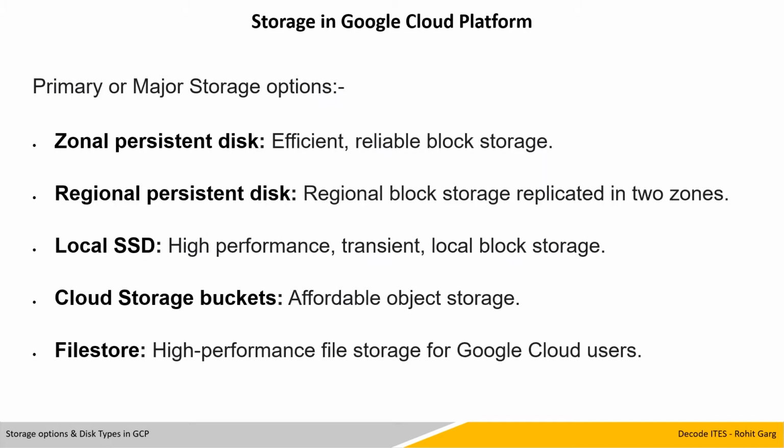Primary and major storage options. These five are major storage options available in Google Cloud Platform for storage choice. Zonal persistent disk: efficient, reliable block storage. Regional persistent disk is regional block storage replicated in two zones. That means it gives you data redundancy over two zones.